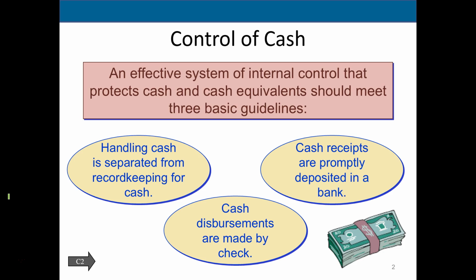An effective system of internal control that protects cash and cash equivalents should meet three basic guidelines. First, handling cash is separated from record keeping for cash. Whenever we think of internal controls, whether it be cash or any other type of account, we want to think of separation or segregation of duties, meaning that we generally want the person handling the cash to be separated from the person recording the cash.